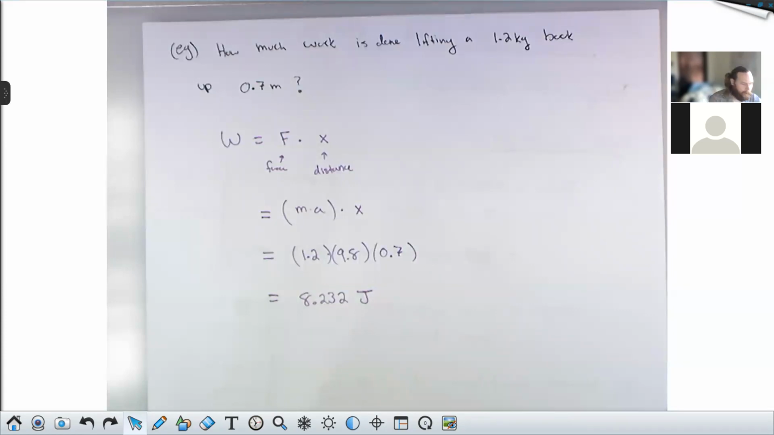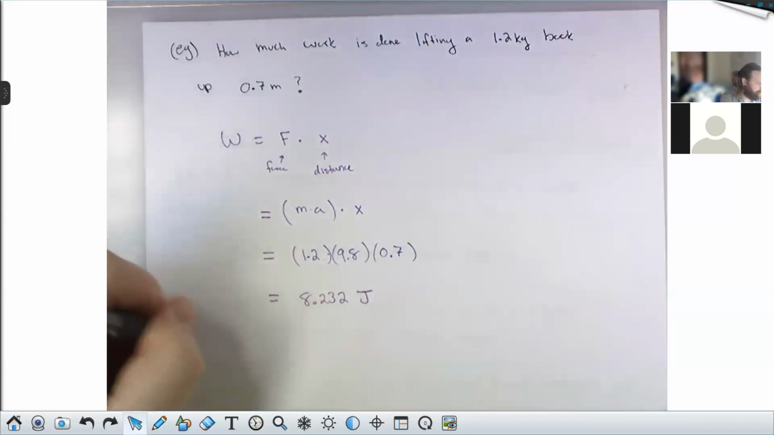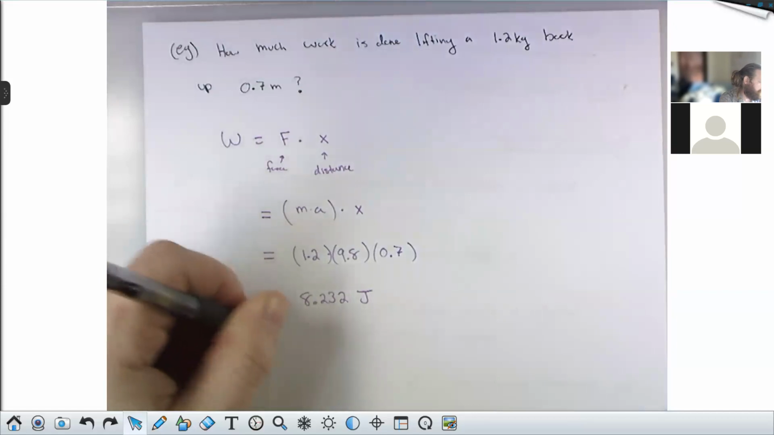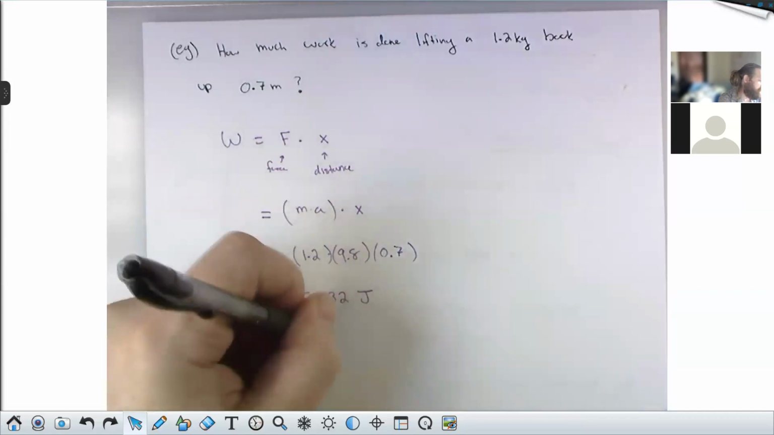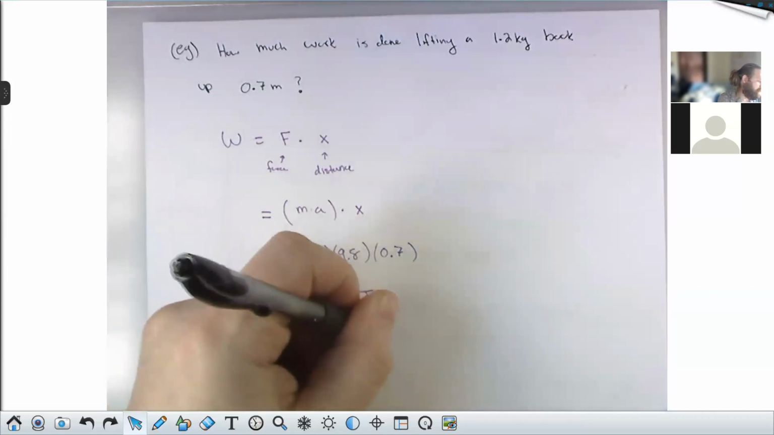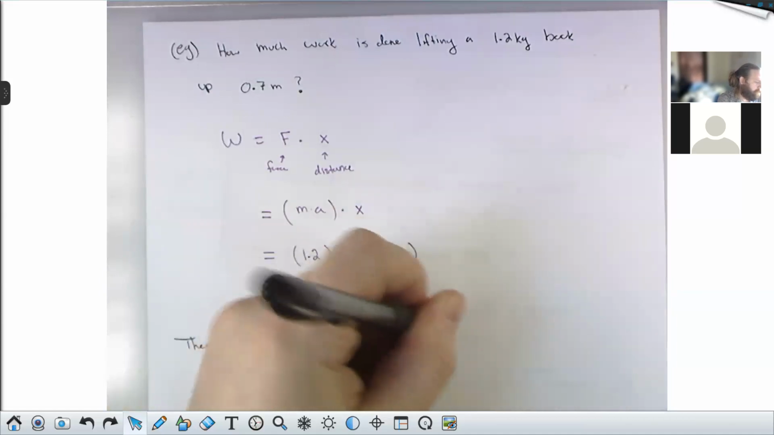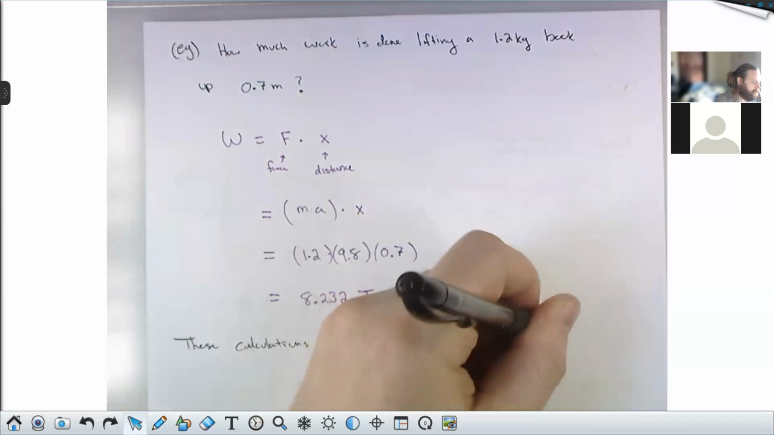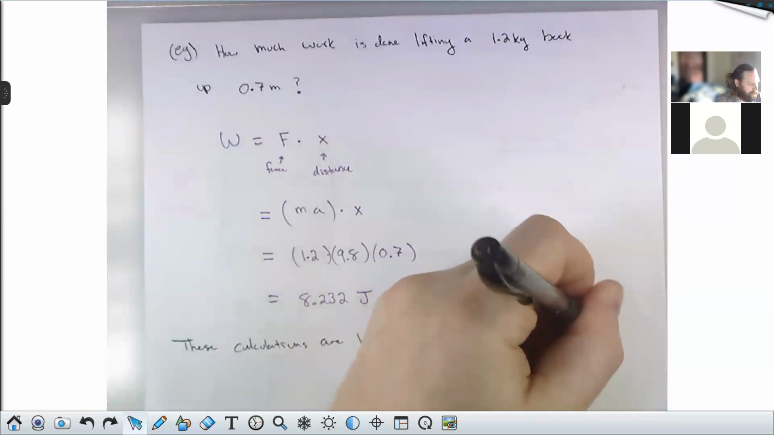Okay, these get more interesting. If the force is not constant.